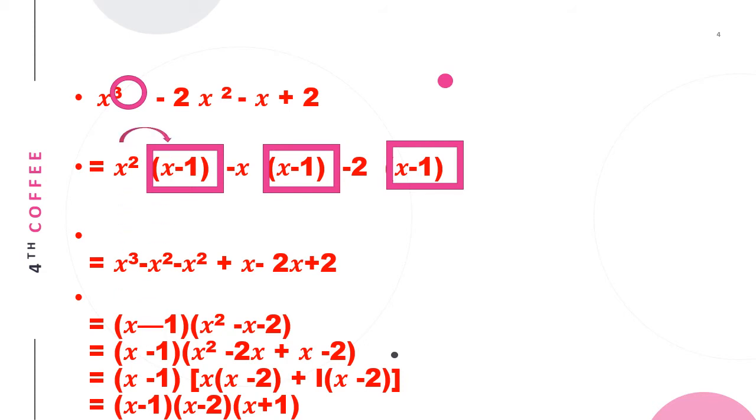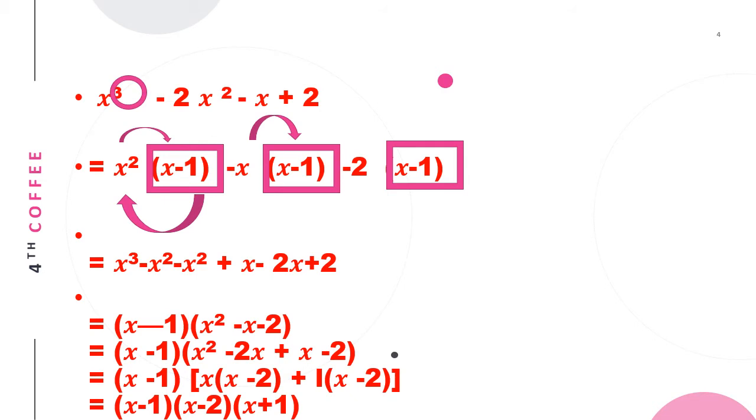Now here you are finding that x minus 1 is common. And what was outside the bracket? Here it is x squared, here it's minus x, and here it is minus 2. Make a group of these three terms and then use the splitting middle term method to factorize this, which is very simple for you. Here minus x is there.